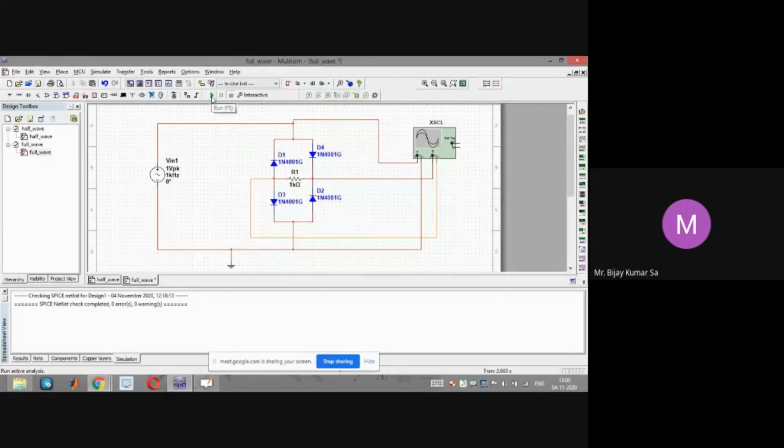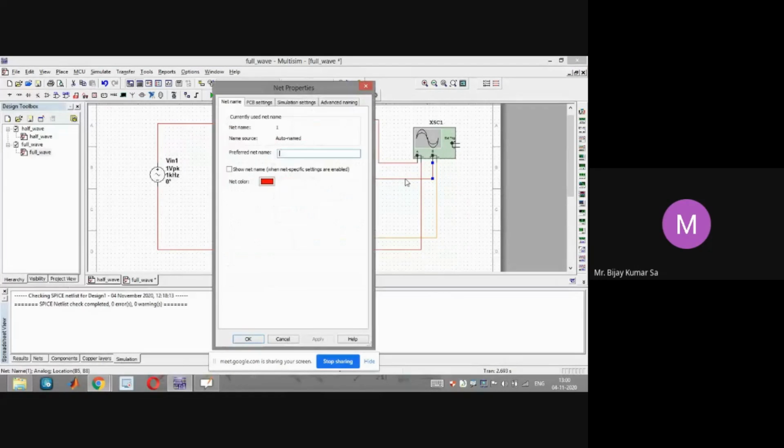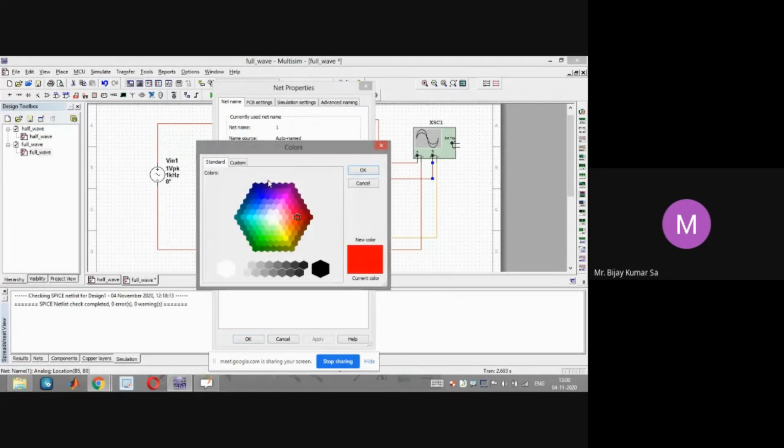Yes, sir. Run. Before running, we already know that we want to see the two signals in different colors, so better I change the color of the wire that goes to the positive terminal of channel B, that is to plot the output signal, the rectified signal.